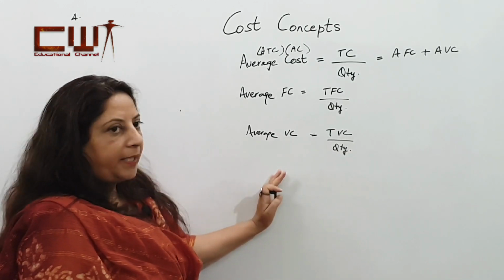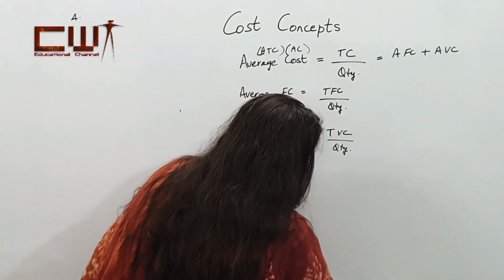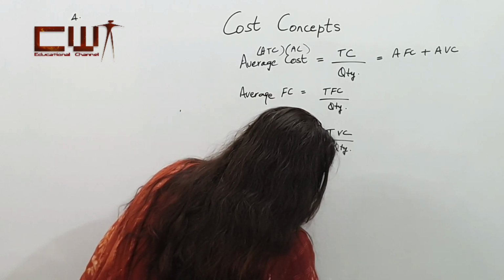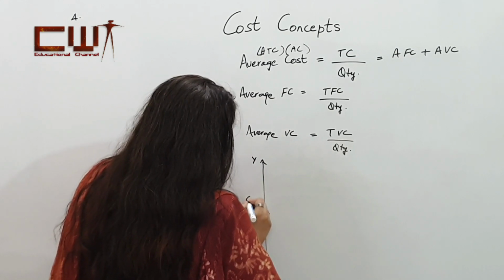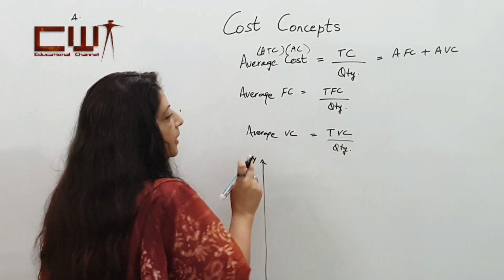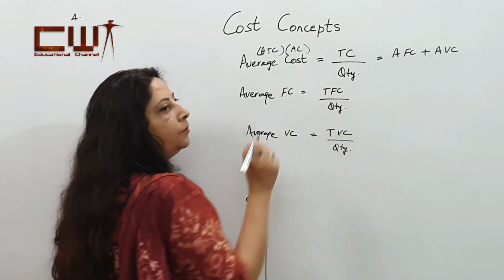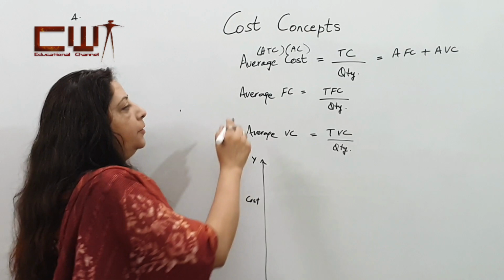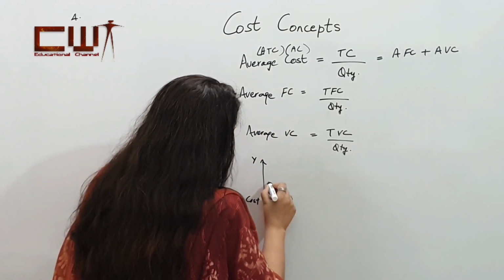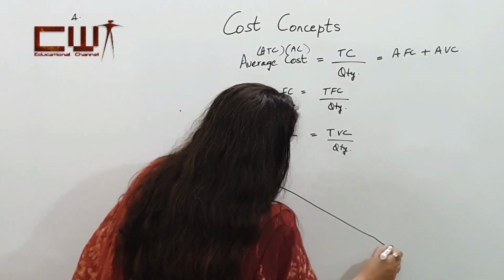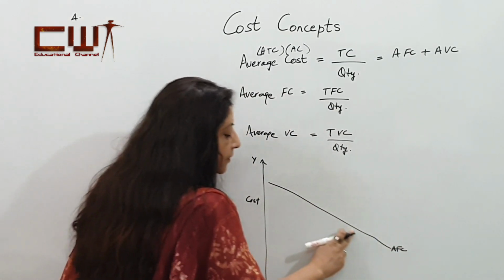Now if we have to depict it in the form of a diagram, what we see here is, on one side x axis we show the quantity, on y axis we show the cost. Now average fixed cost, because the quantity will keep on increasing but the total fixed cost remains the same, so the average fixed cost will be, all the time it will be coming down. So this is the average fixed cost. It is a line which is straight coming down.